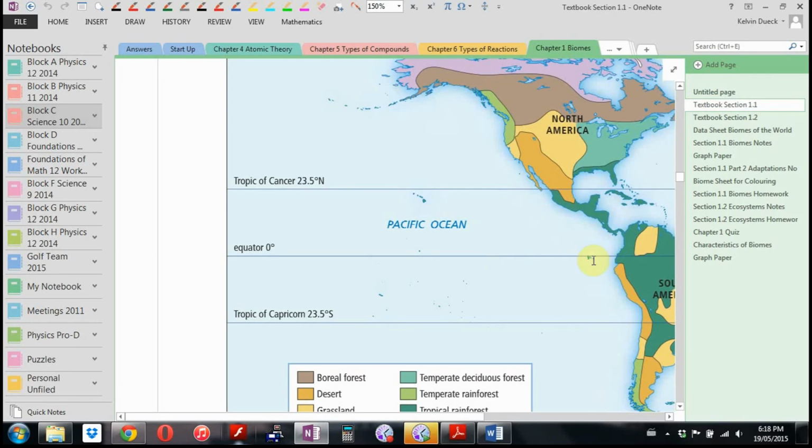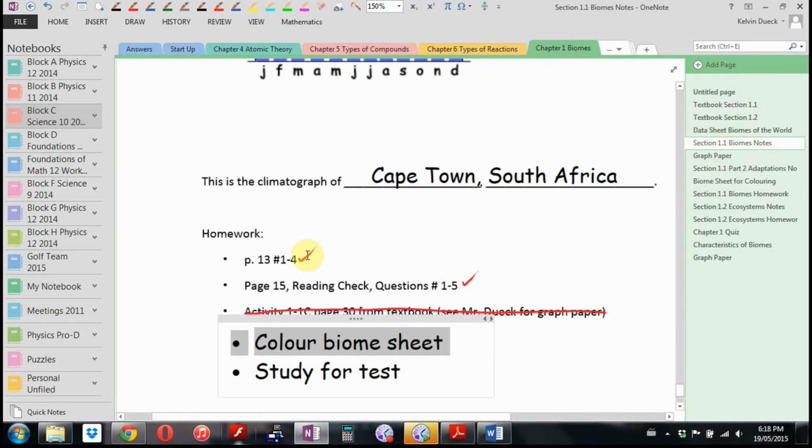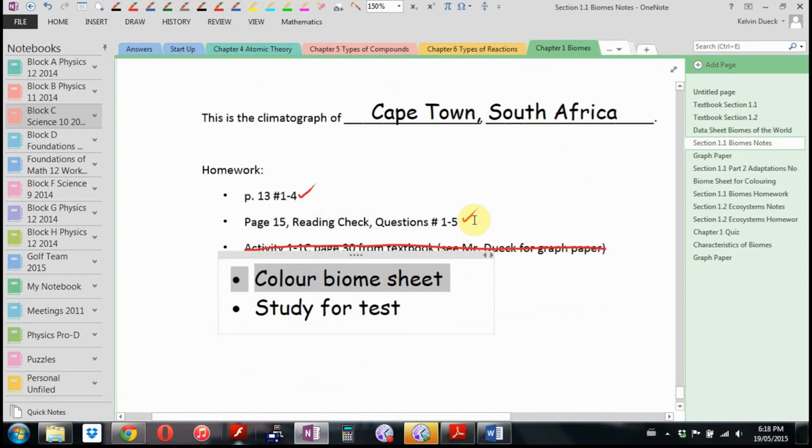Okay, page 10. So, what are you working on? Page 13, numbers 1 to 4. Page 15, reading check questions 1 to 5. You can do them on the same piece of paper. Color the biome sheet, study for test.